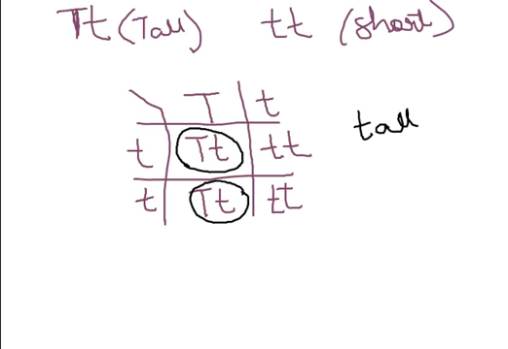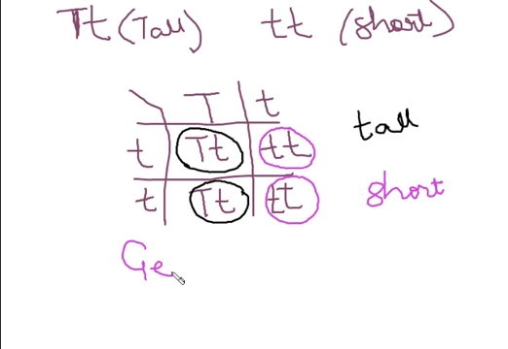These two, let's use a different color, would be short because they have both recessive. So the genotype would be 50% because out of a possibility of 4, 2 of them are this. So we have 50% would be this, and 50% would be this.